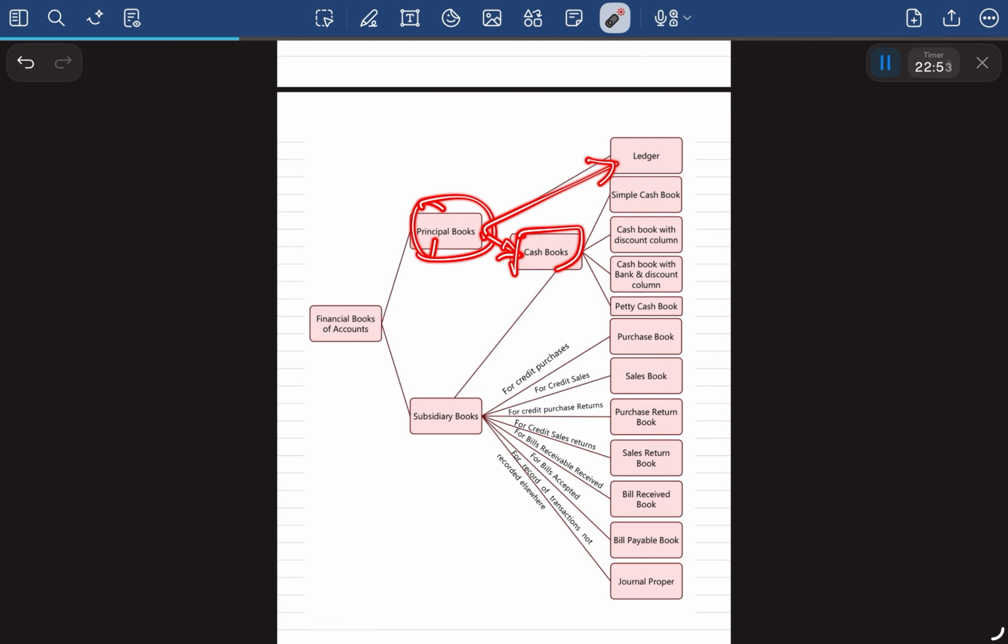In cash book we have simple cash book with discount column. We call it double column cash book. We have triple column cash book which includes cash, bank and discount column. And in the last we have petty cash book, meaning for very small amounts of transactions, we have petty cash books.